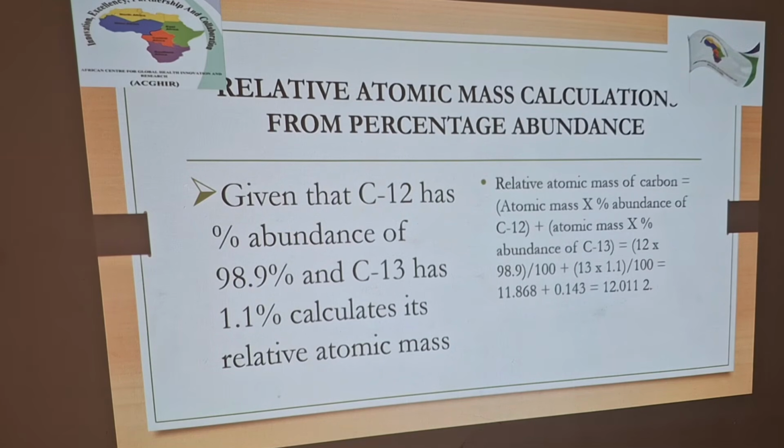Right. Sometimes you're expected to calculate the relative atomic mass from percentage abundance. So from what we have been saying, for both carbon 12 and carbon 13, as well as chlorine 35 and chlorine 37, when you have the percentage abundances, it's basically saying the atomic mass of isotope 1 times its percentage abundance plus the atomic mass of isotope 2 times its percentage abundance, right? So that sum is going to give you the relative atomic mass of the element.